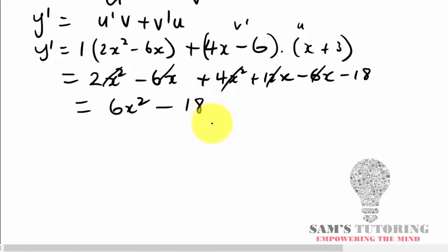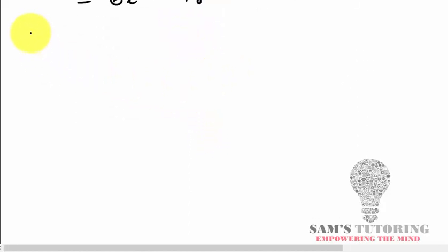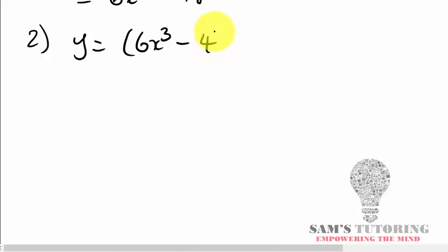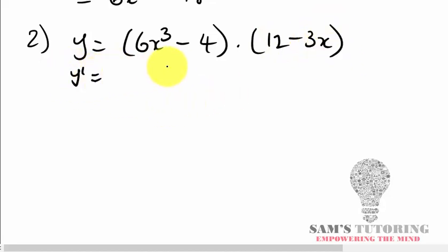Okay, let's do one other product rule question. Number 2, y equals 6x cubed minus 4 multiplied by 12 minus 3x. Okay, so first thing you do is you label this as u, you label this as v. y dash equals u dash v plus v dash u.